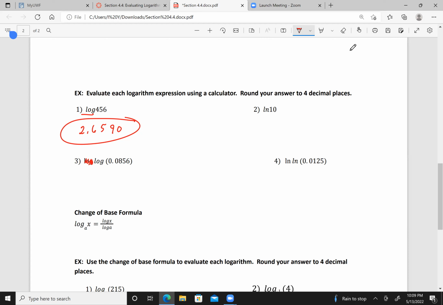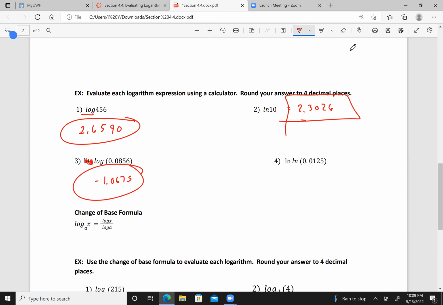Now we have the natural log of 10 again. Should be an LN button on there. Natural log of 10, I get 2.302, rounded up to 2.3026. Here we have a log of a decimal. Again, just hit your LOG button, 0.0856, enter, and I get negative 1.0675 rounded to 4 places.